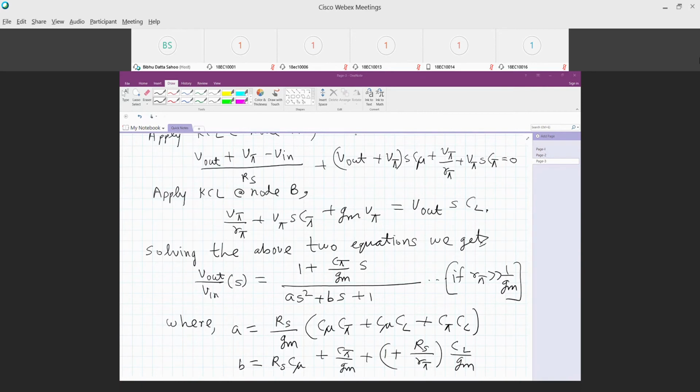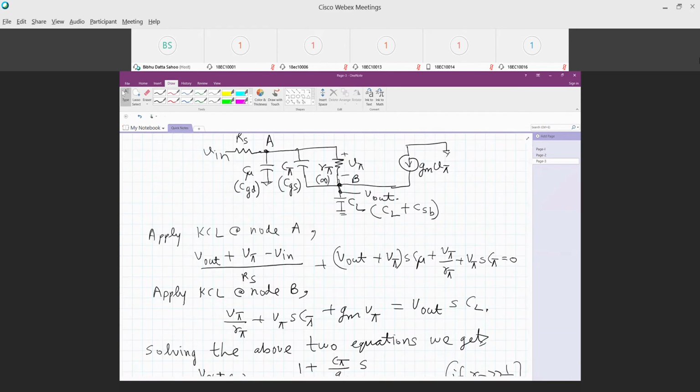So I have written the answer, but I will pause for some time and I want you to solve these two and obtain the same expression. So I'll wait for 5 minutes, and when one of you has already solved it, I'll move on to the next one. Okay, so I'm pausing the recording and I'm waiting for you to solve these two equations and obtain this expression.